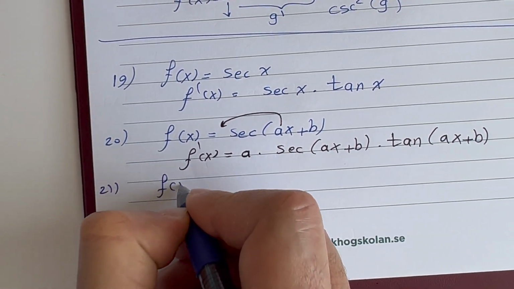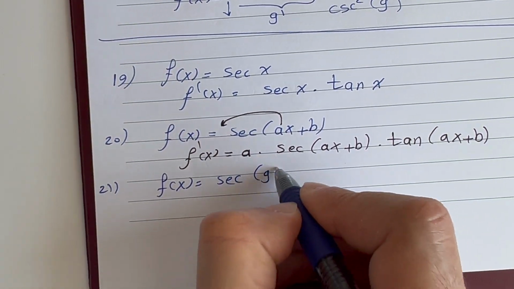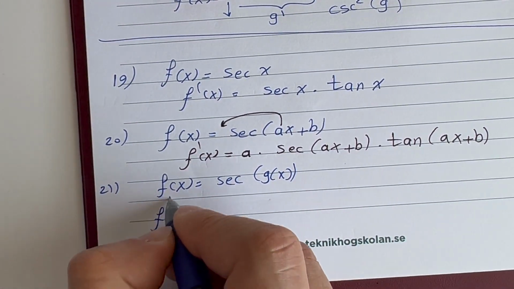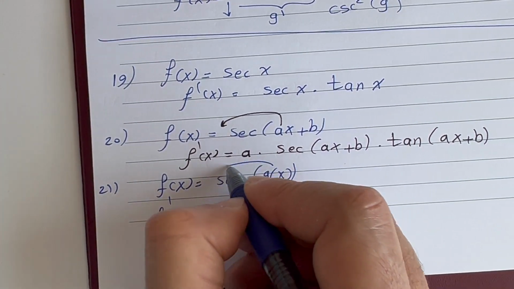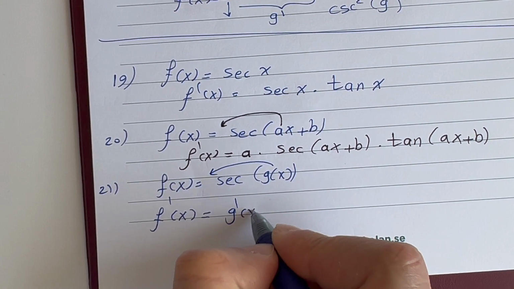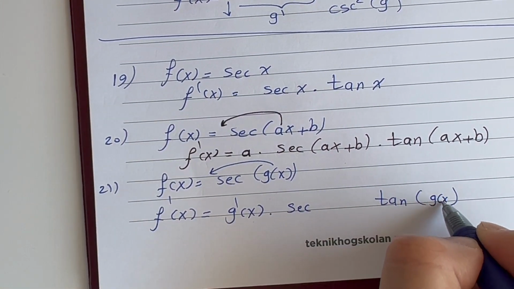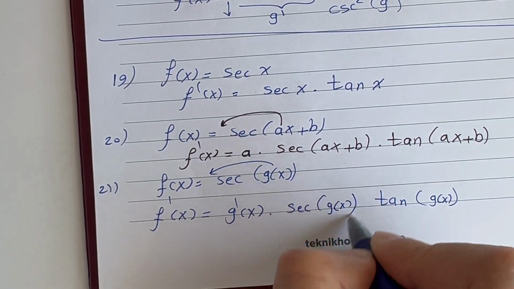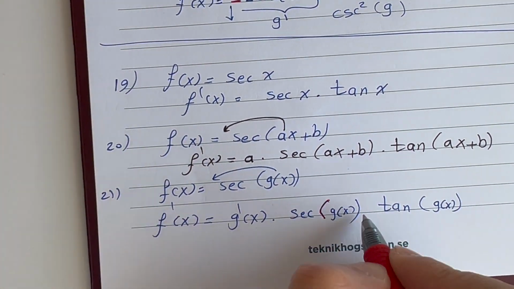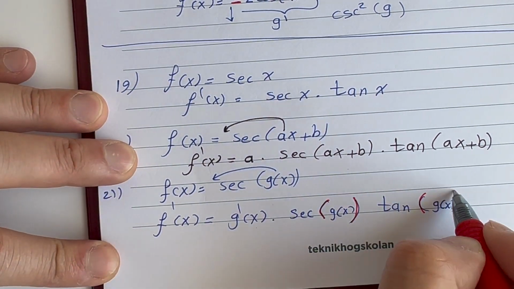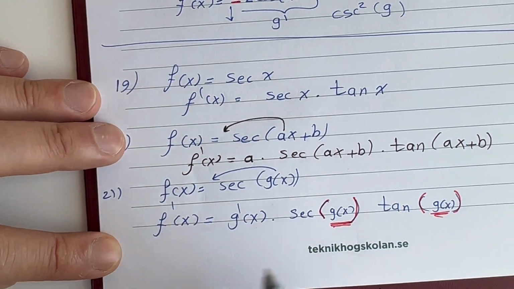Rule number 21. What if I have sec but function g(x)? The derivative would be, don't forget to multiply by the derivative of the angle outside, so g prime x, and the sec will be sec tan g(x). See, always I put the angle in parentheses, so the teacher who will grade my work will not be confused. So everyone in the world now will know that this is an angle, this is an angle.